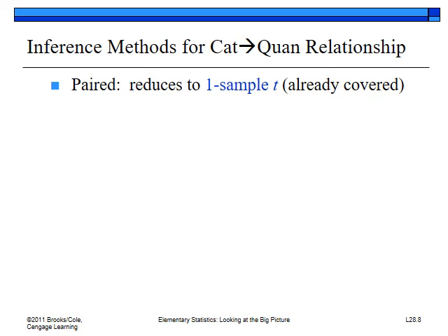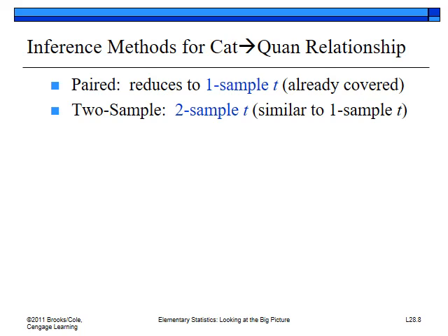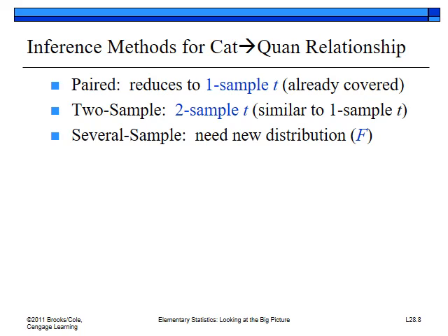For paired, we use exactly the same techniques as we did for one sample t distribution. For the two-sample design, we'll use a two-sample t, which works in much the same way as the one-sample t. For several sample, we'll need a new distribution called the F distribution.